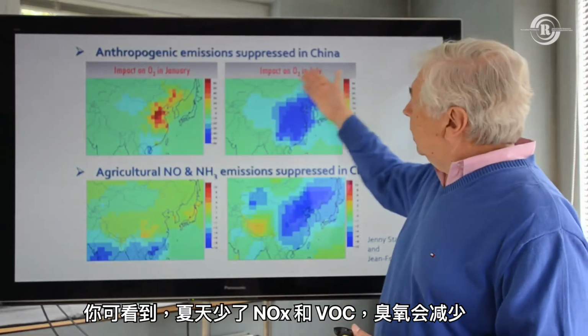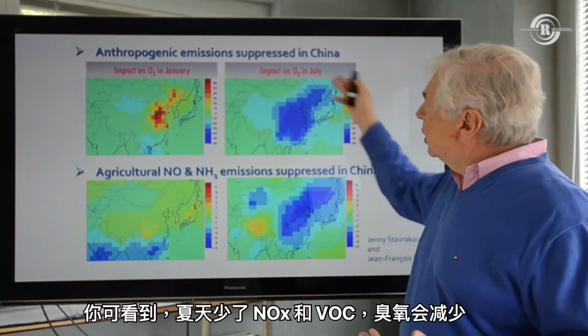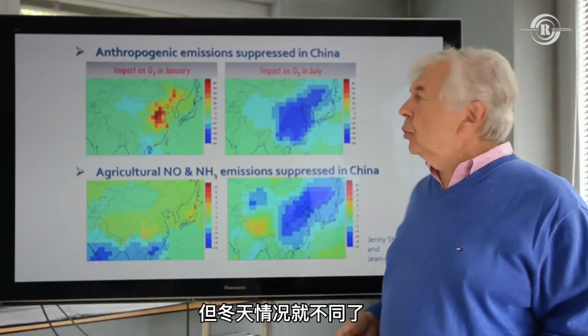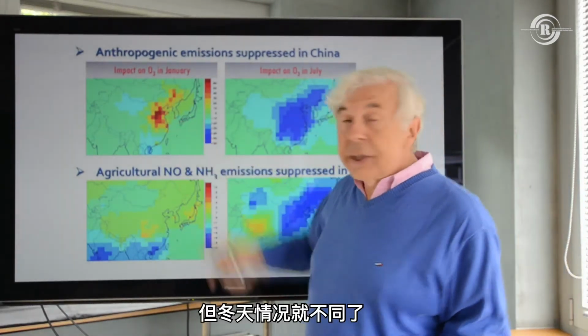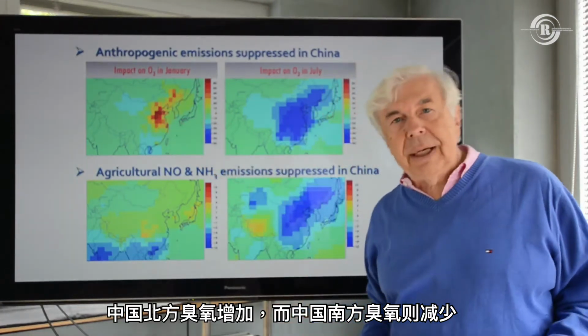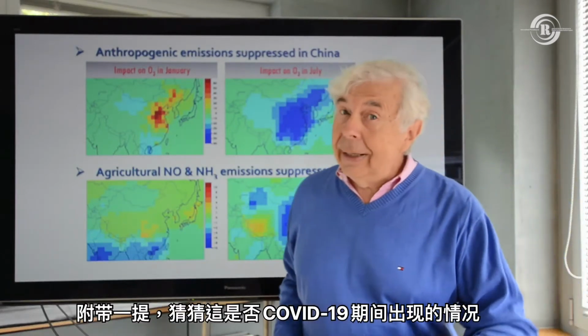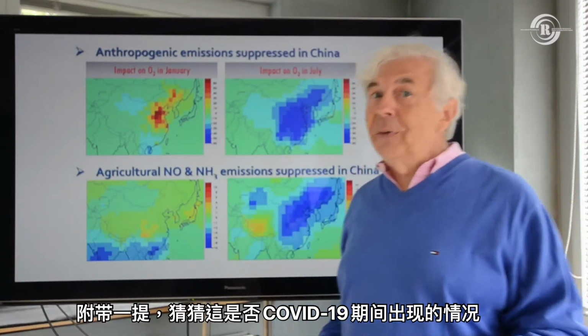And you see that in the summer, of course, ozone would decrease: less NOx, less VOC, you would have much less ozone. But in the winter, the situation is different. You would see here an increase in ozone in the northern part of China and a decrease in the southern part of China. By the way, is this something that happened during COVID-19?